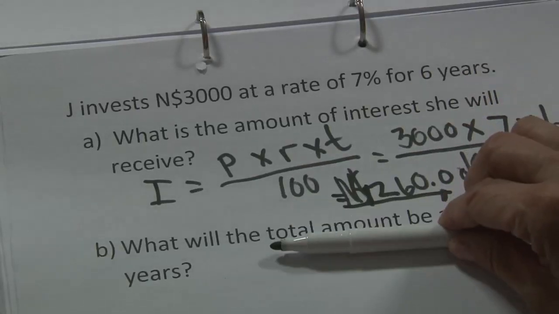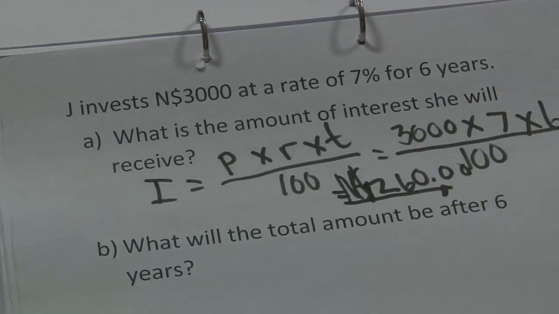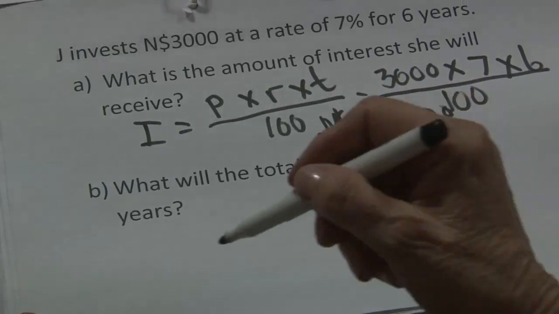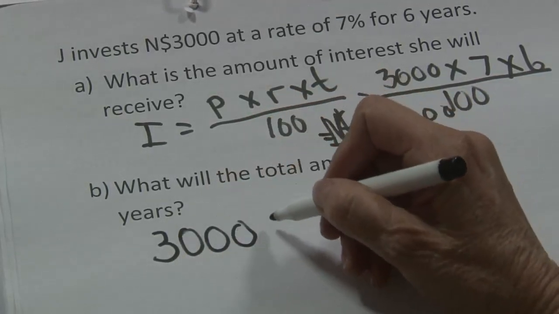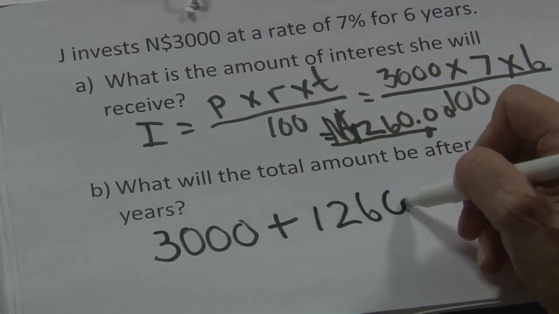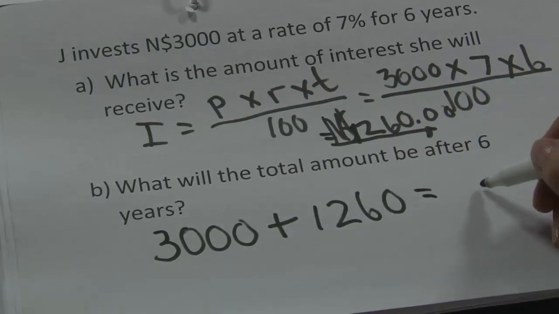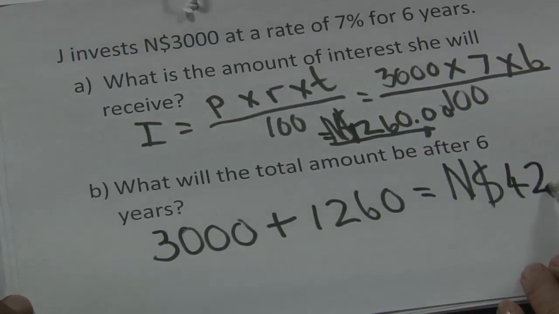It's not looking nice. Okay, and then the next question, what is the total amount after the 6 years? So it is the principal. It was 3,000 plus the interest, which is 1260, and the total amount will be 4,260.